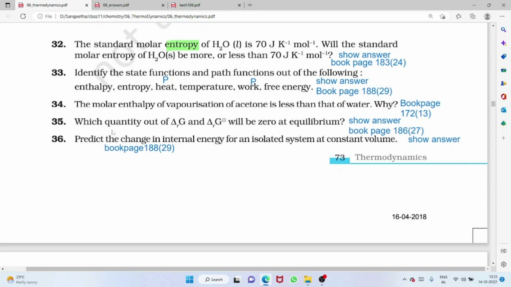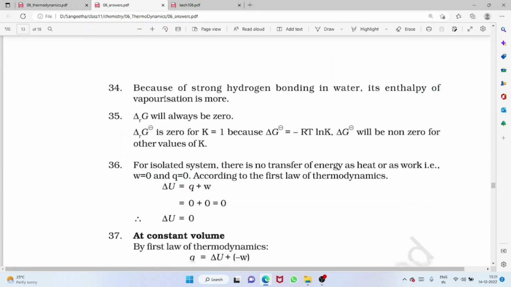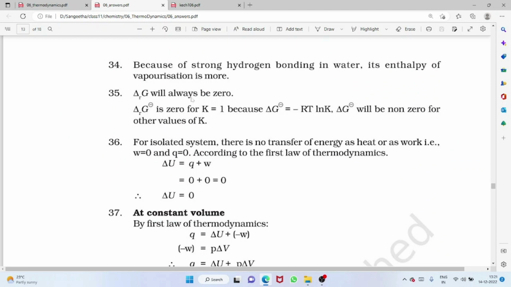Which quantity out of these will be zero for the reaction at equilibrium? Delta G will always be zero at equilibrium. But the standard delta G is zero when K equals 1, because in this formula, if you substitute K equal to 1, then ln of 1 is 0. But for other values of K, there will be some non-zero delta G. Delta G will be non-zero for other values of K.